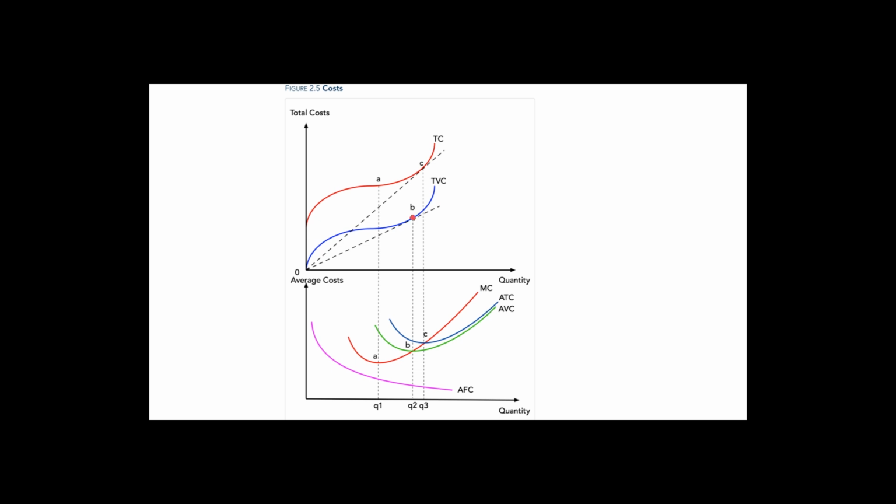What is the gradient of this point? The gradient of this point is change in y over change in x. Change in y over change in x. Change in y is the variable cost.